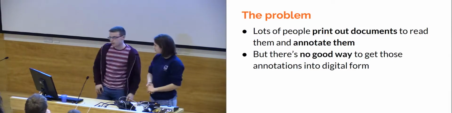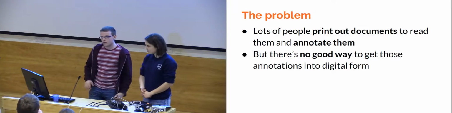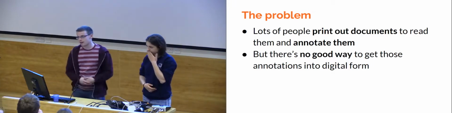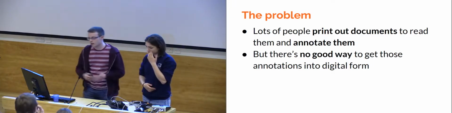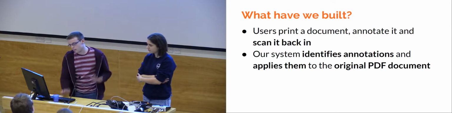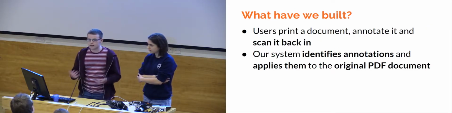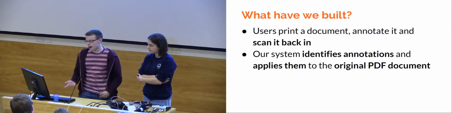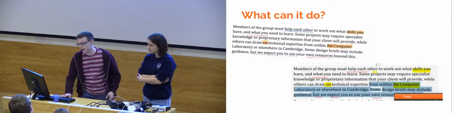Lots of people like to print out documents that they've got to read, review them, go through them with a pen and annotate them, cross things out, underline, highlight, but there's no good way to get those annotations back into digital form. So what we've built is a system which can identify annotations on a paper document and apply them back onto the original PDF.